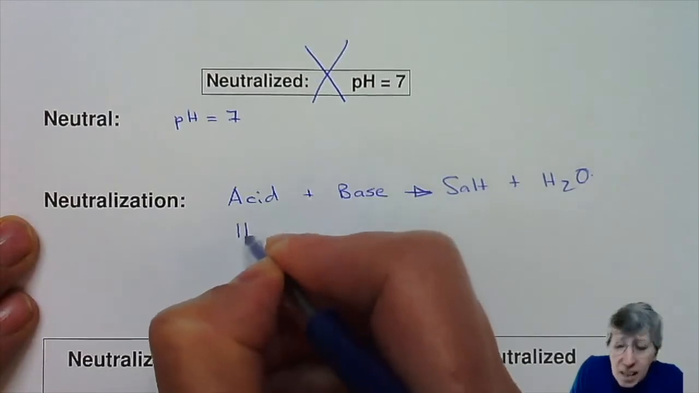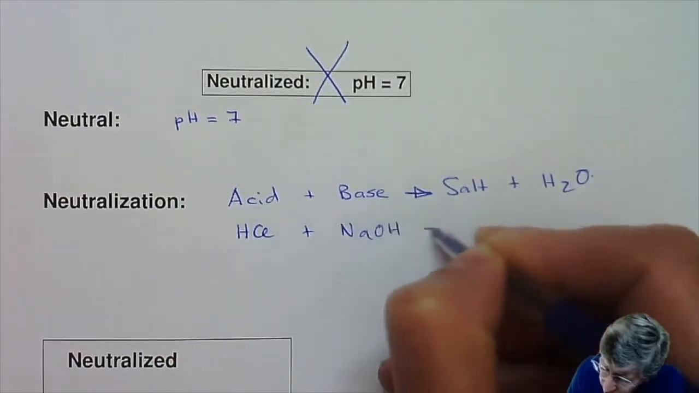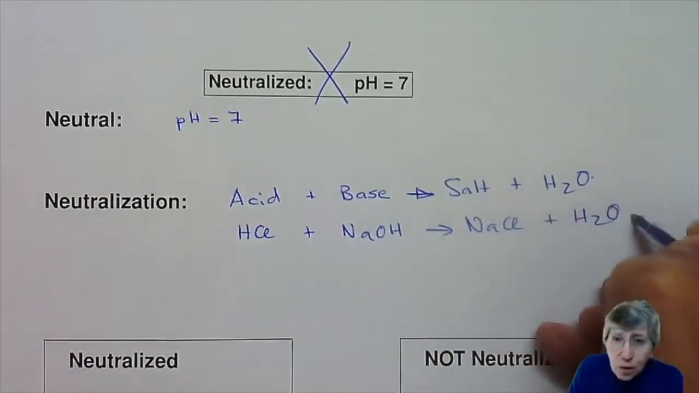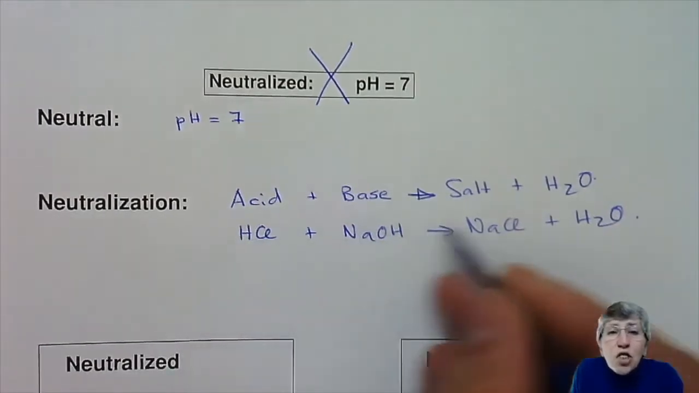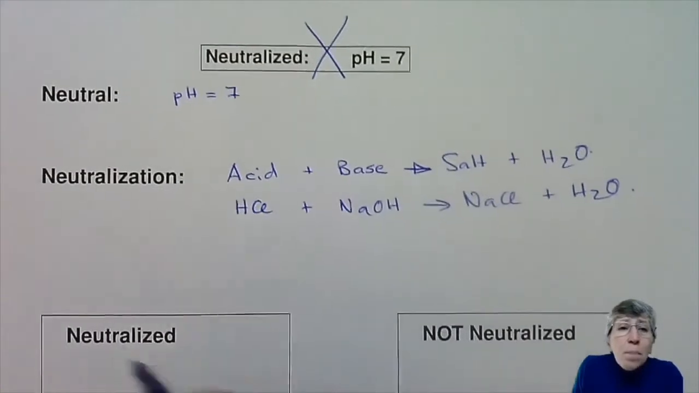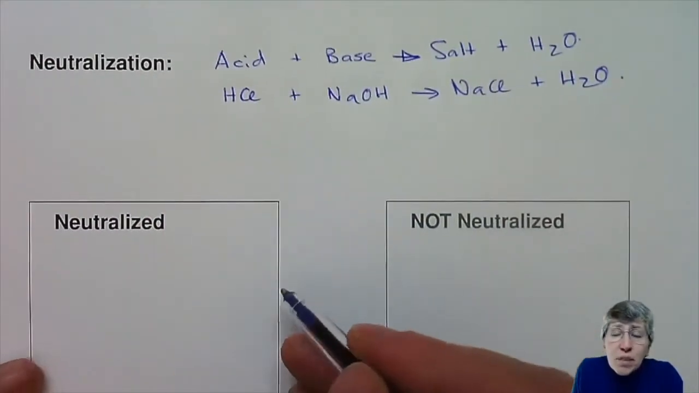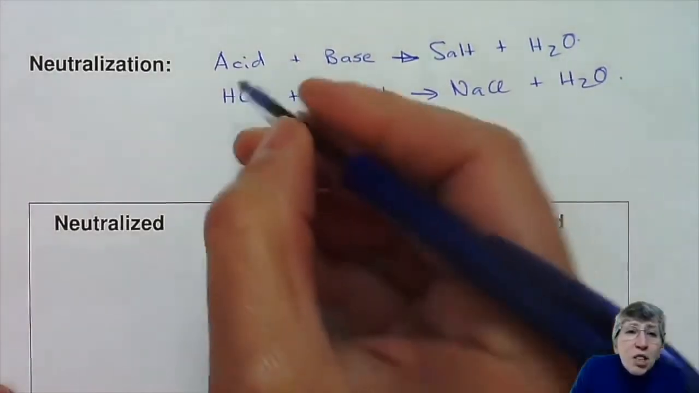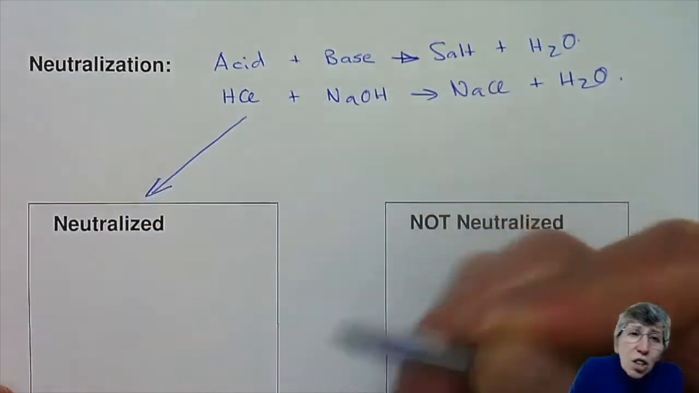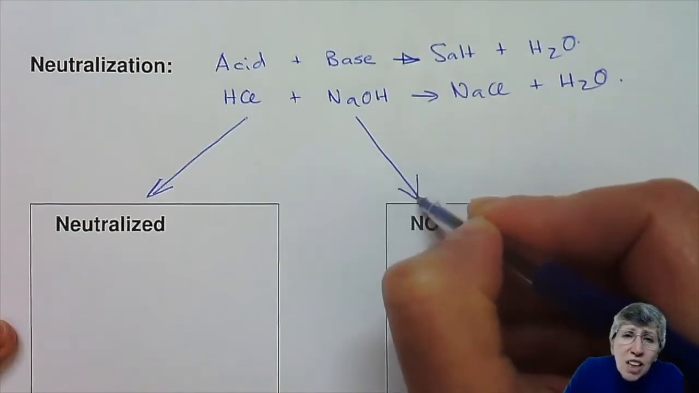So for instance, say you had HCl and that reacted with NaOH, that would have given you NaCl and H2O. So this is a neutralization reaction, a reaction of an acid and a base. But when you have neutralization, there can be two outcomes. When you add acid to base, you can end up with a neutralized solution, or you can end up with something that is not neutralized.